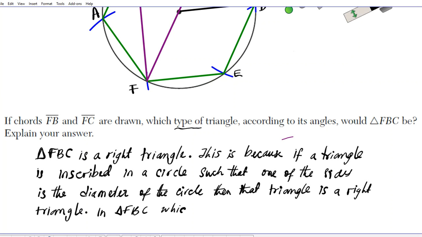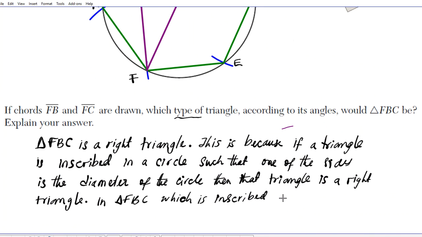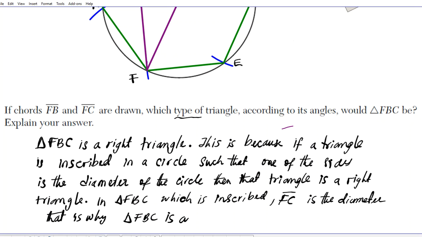So in triangle FBC, which is inscribed, what did we find out? FC is the diameter. Okay, that is why triangle FBC is a right triangle. So that's basically why we have the classification.